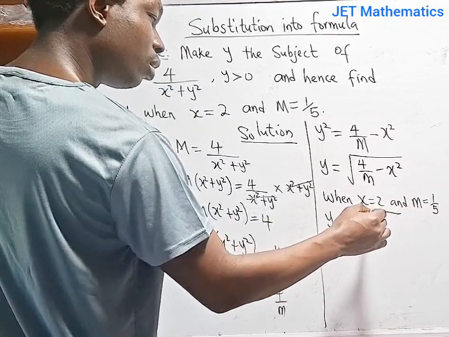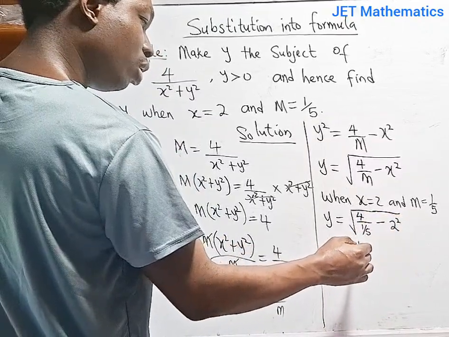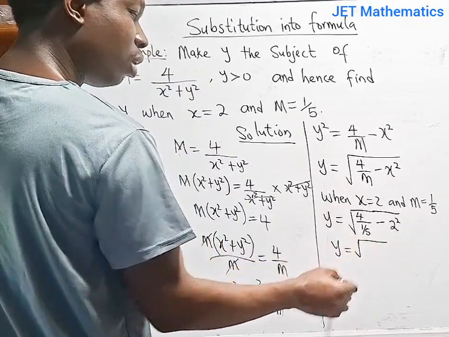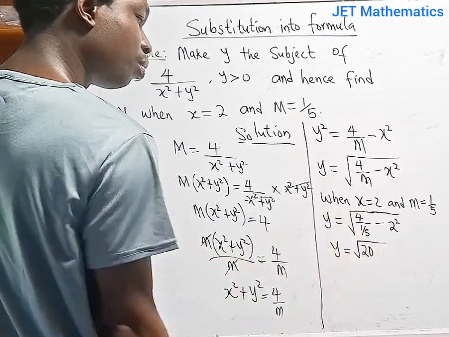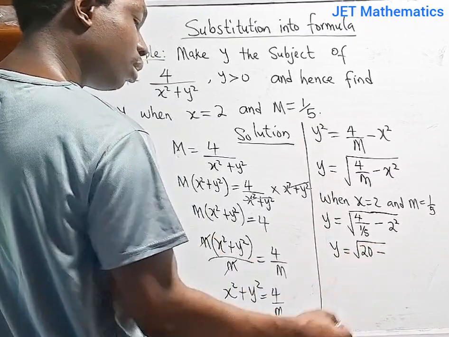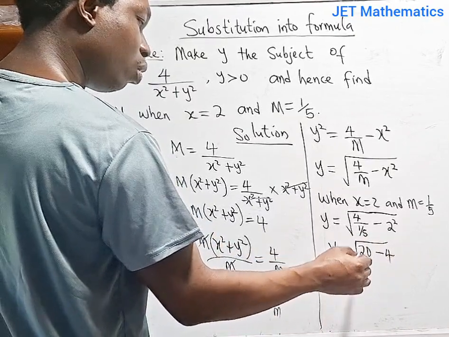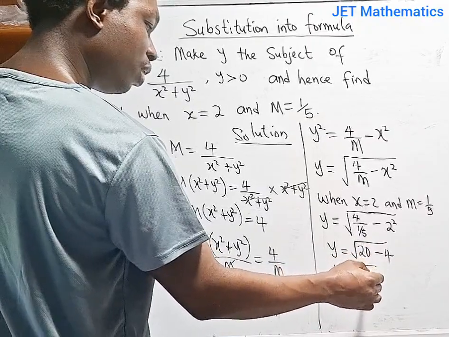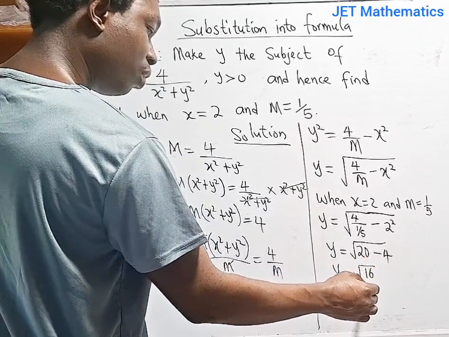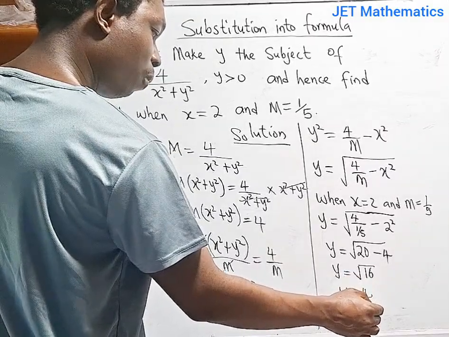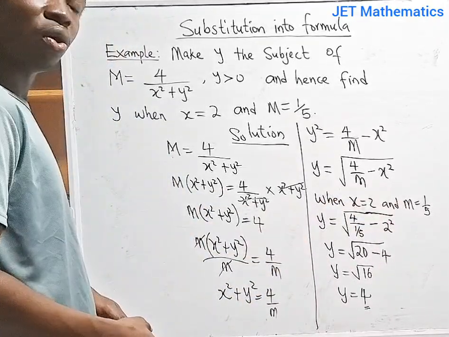minus 2 squared. So that gives us the square root of 4 divided by 1 over 5, that is 20, minus 2 squared is 4. So y is equals to the square root of 16 and y is equals to square root of 16 is 4. So y is 4 when s is 2 and m is 1 over 5.